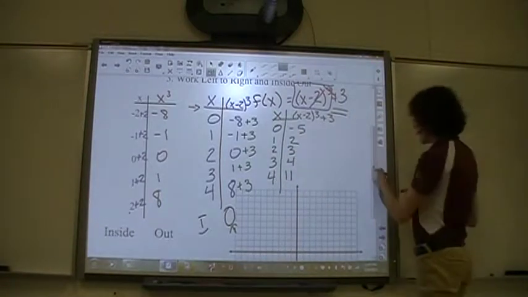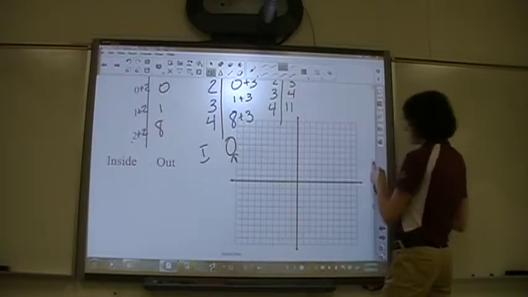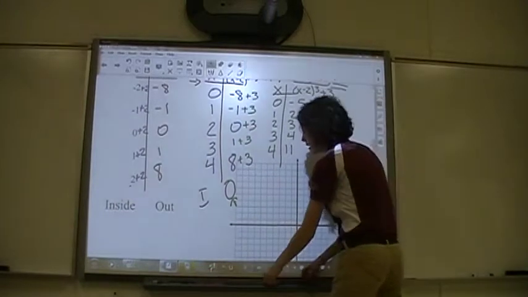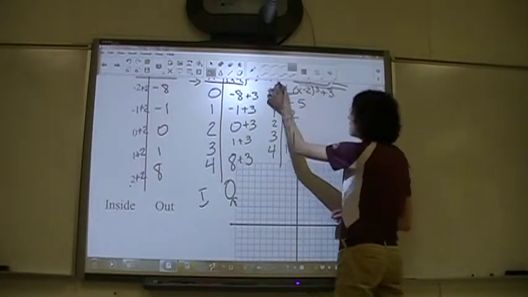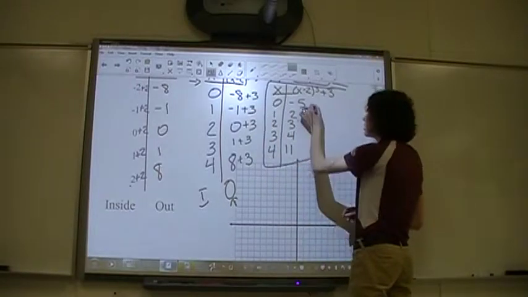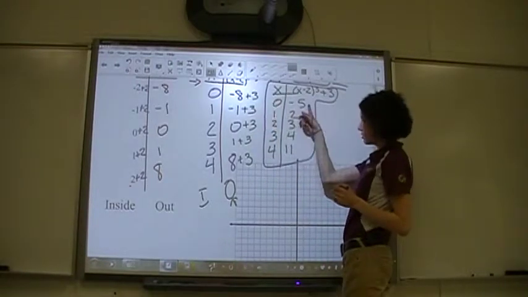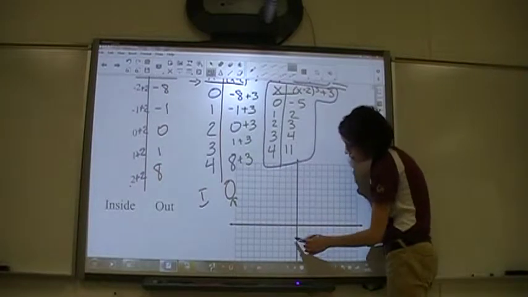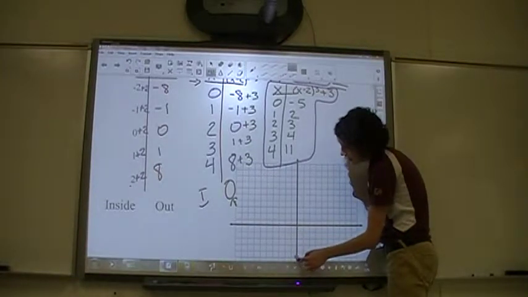Last part is graph. So my t-chart that worked is this one right here. This is my final t-chart because I have everything. So these are going to be my points. Okay, 0, -5. 1, 2, 3, 4, 5 is right here.